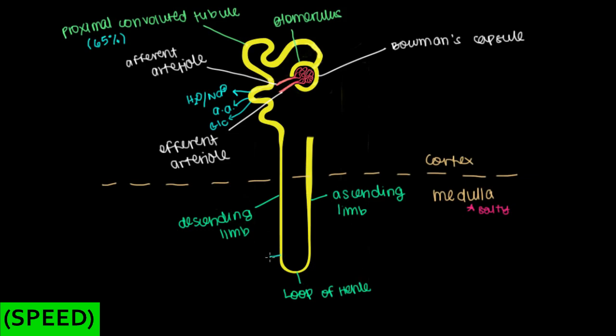The descending limb reabsorbs water, so we have mainly water come in here. And in fact, there are no ions that are reabsorbed at this point. It is impermeable to ions. On the other hand, the ascending limb does the exact opposite. Here, we reabsorb things like sodium, chloride, potassium, and in fact, this part is impermeable to water. No water will be reabsorbed here in the ascending limb.